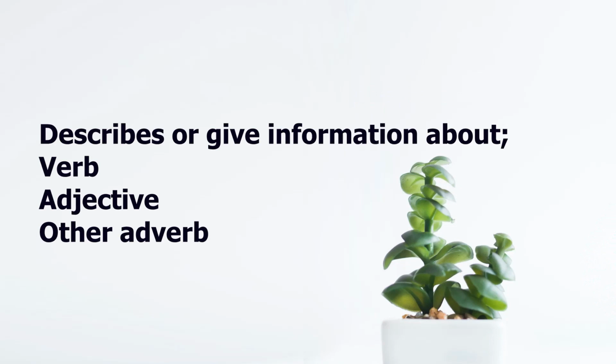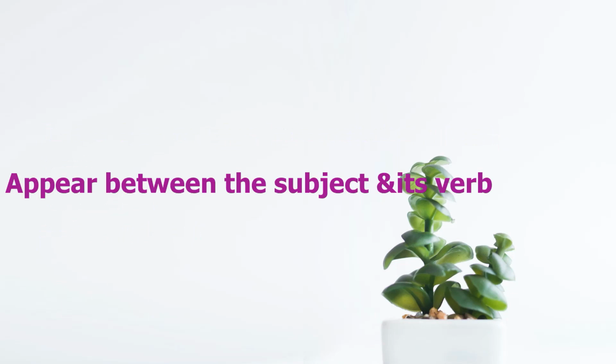So the next word class is adverb. An adverb is a word that's used to give information about a verb, adjective or another adverb. So these adverbs can make the meaning of a verb, adjective or other adverb stronger or weaker. And we must also remember that these adverbs can appear between the subject and its verb in a sentence.